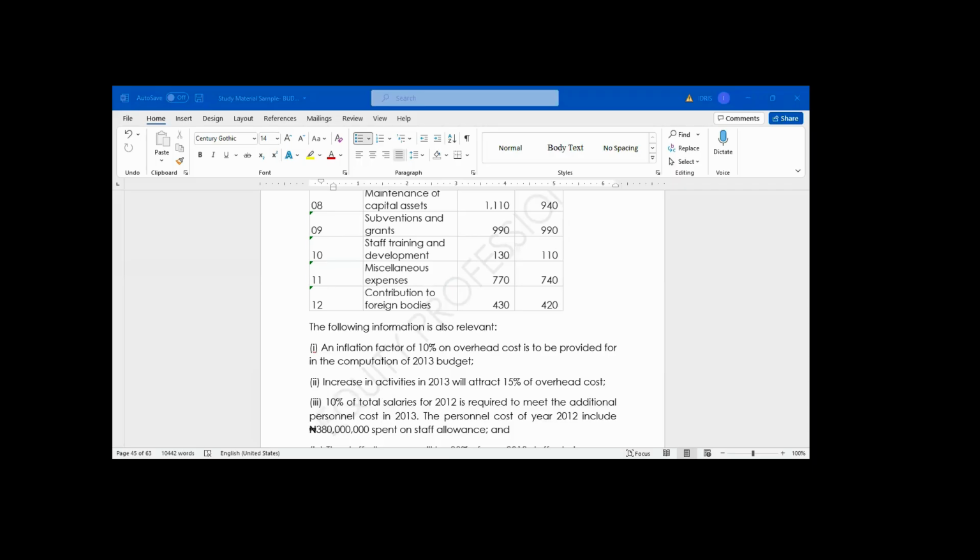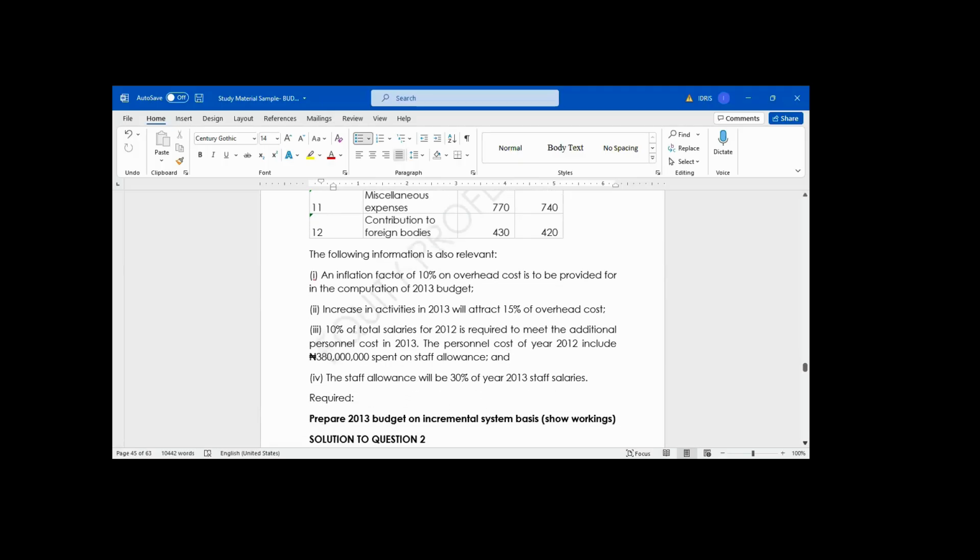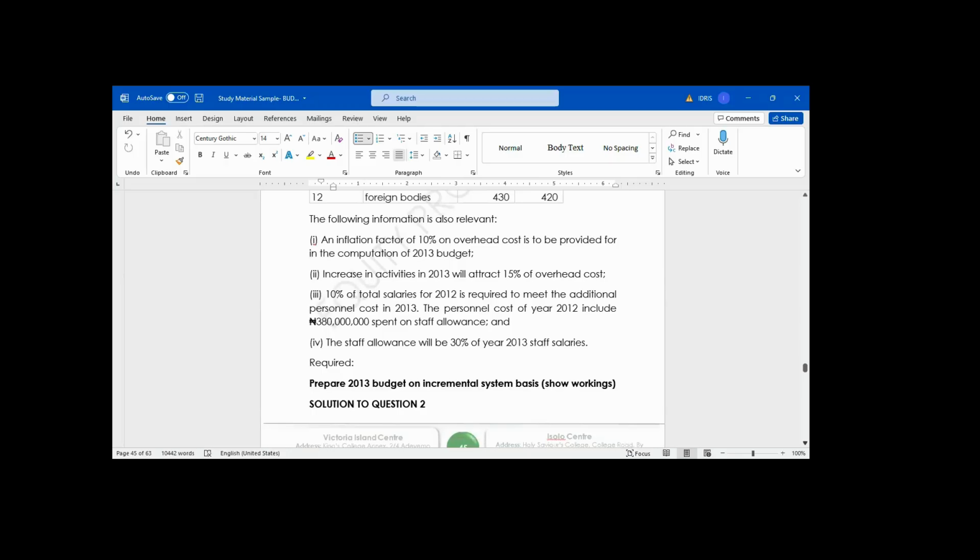Three, 10% of total salaries for 2012 is required to meet the additional personnel cost in 2013. The personnel cost of the year 2012 includes 380 million spent on staff allowance. 4, the staff allowance will be 30% of year 2013 staff salaries required. Prepare the 2013 budget on incremental system basis. Show workings.